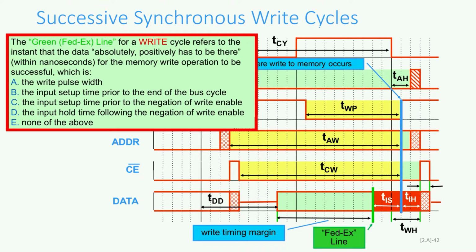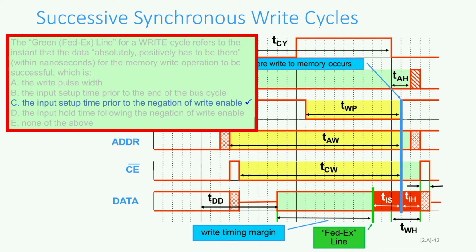So, quick clicker question. The green FedEx line for a write cycle refers to the instant that the data absolutely positively has to be there within nanoseconds for the memory write operation to be successful, which is what? Is that the write pulse width? Is that the input setup time prior to the end of the bus cycle? Is it the input setup time prior to the negation of the write enable, the input hold time following the negation of the write enable, or none of the above? And as we saw in class, the correct answer is the input setup time prior to the negation of the write enable. So write enable negation happens here, and then you take that line and you subtract the input setup time, and that gives you the place where your FedEx line occurs.